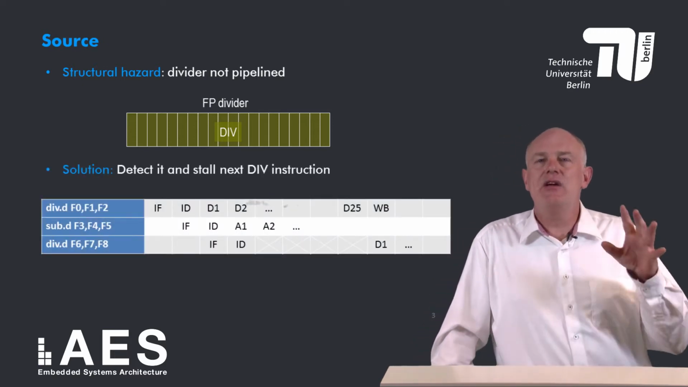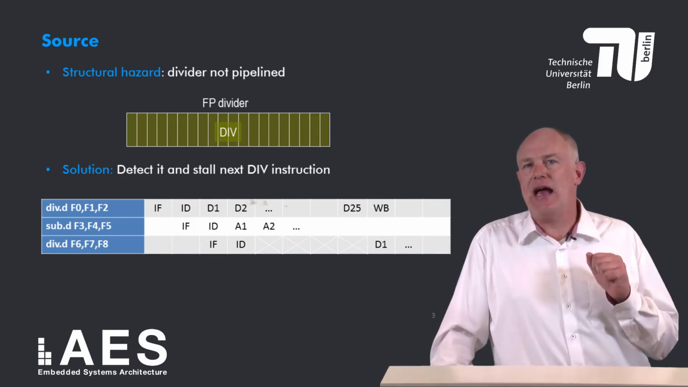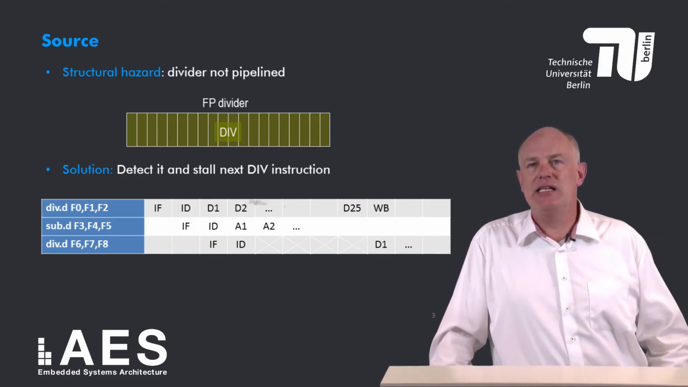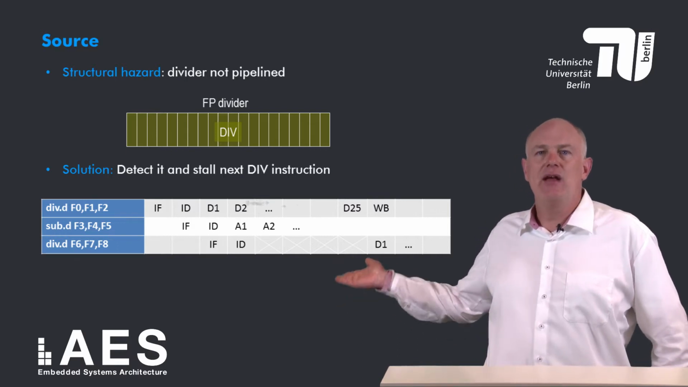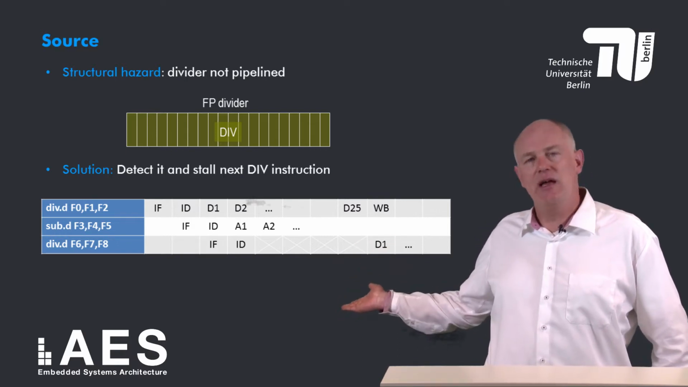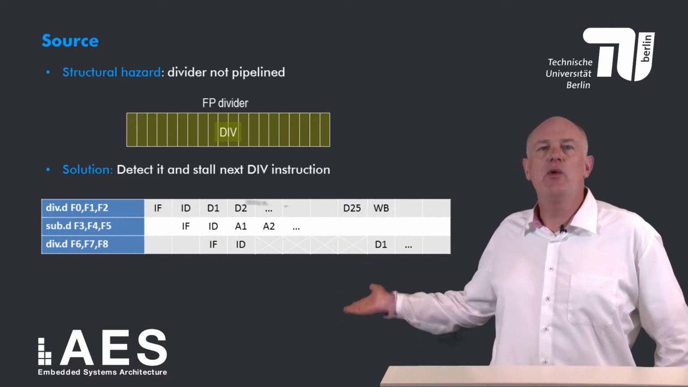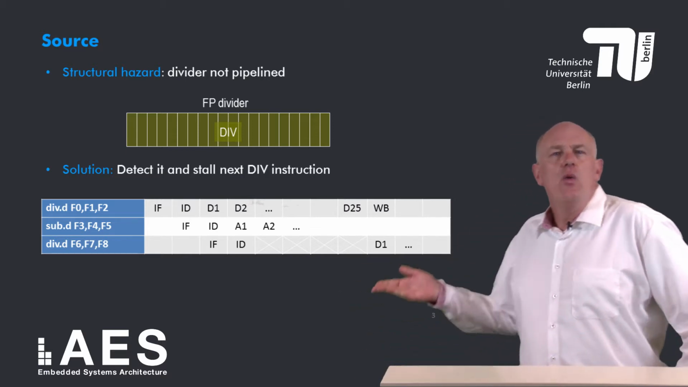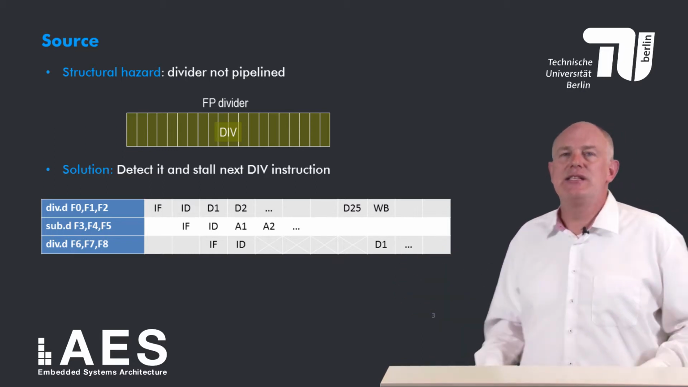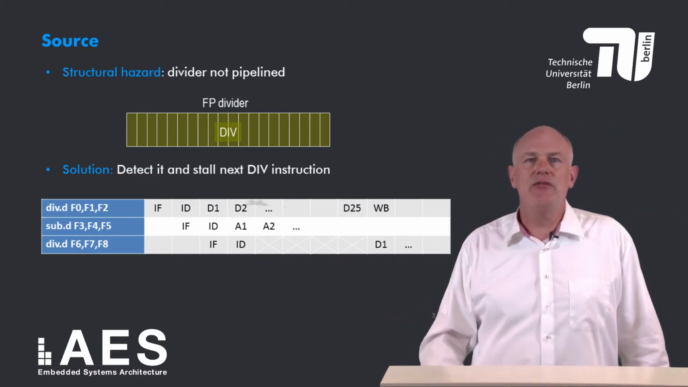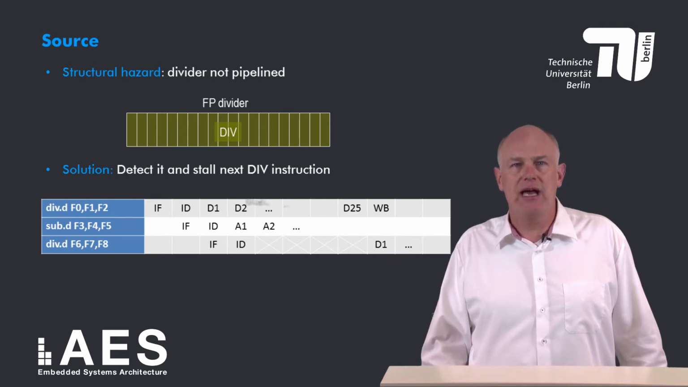Well, basically there is no better way than to detect the hazard and stall the next divide instruction, as this example shows. We have a divide, then we have another type of instruction, in this case a subtract double, then we have a divide. When the second divide wants to issue, we have to detect that the divider is still busy and stall the second divide until the divider is free again.